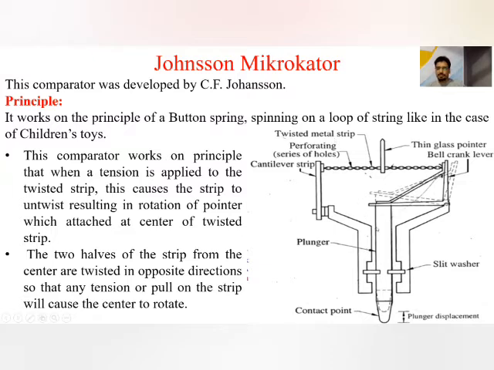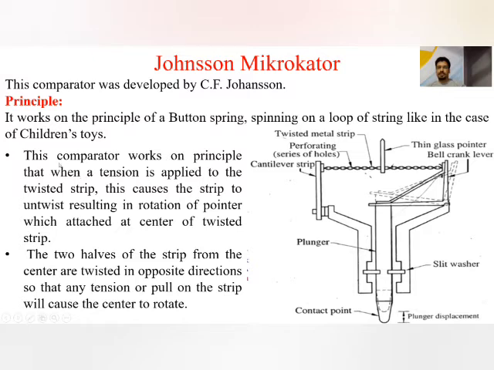The various parts of the Mikrokator are: slit washer, plunger, contact point, plunger displacement, thin glass pointer, bell crank lever, twisted metal strip perforated with a series of holes, and cantilever strip.